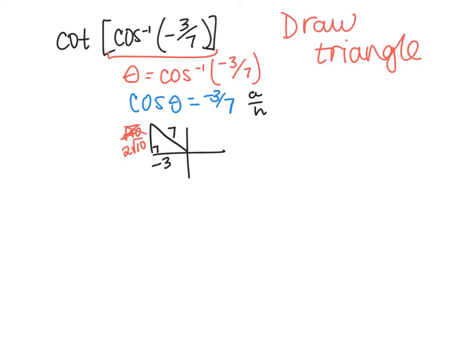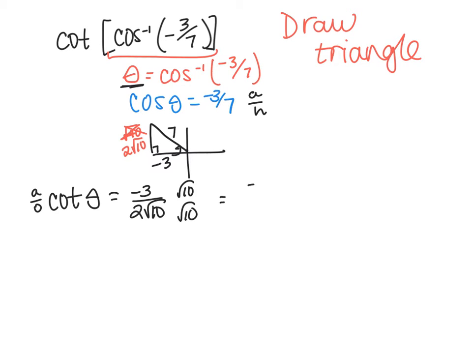So now, in the end, we just want to find cotangent of this angle. Remember, here's the angle we're dealing with, just cotangent of theta. Cotangent is adjacent over opposite, or x over y. So we have negative 3 over 2 root 10. Rationalize that really quick. And we get negative 3 root 10 all over 20. So for these problems, draw a triangle to represent the inverse on the inside, and then use that triangle to find the outside trig function.